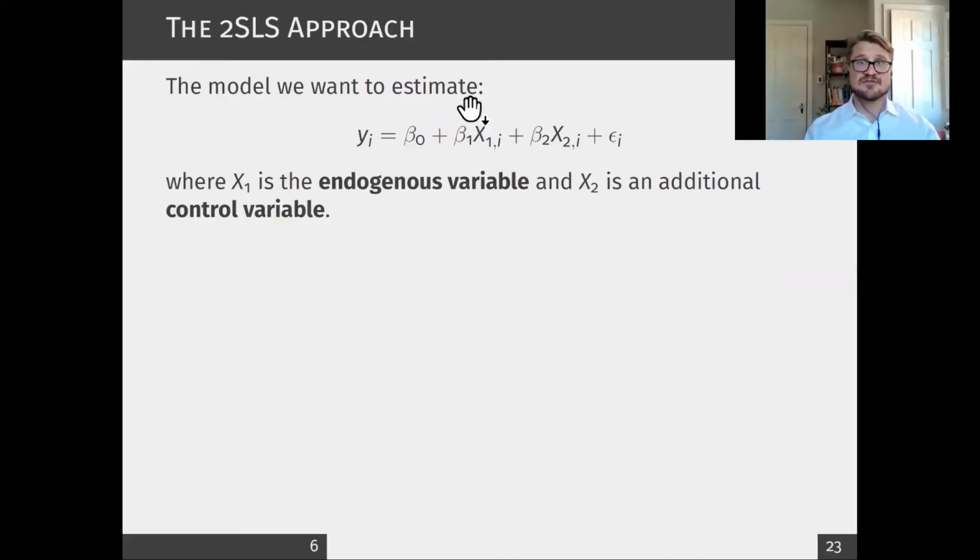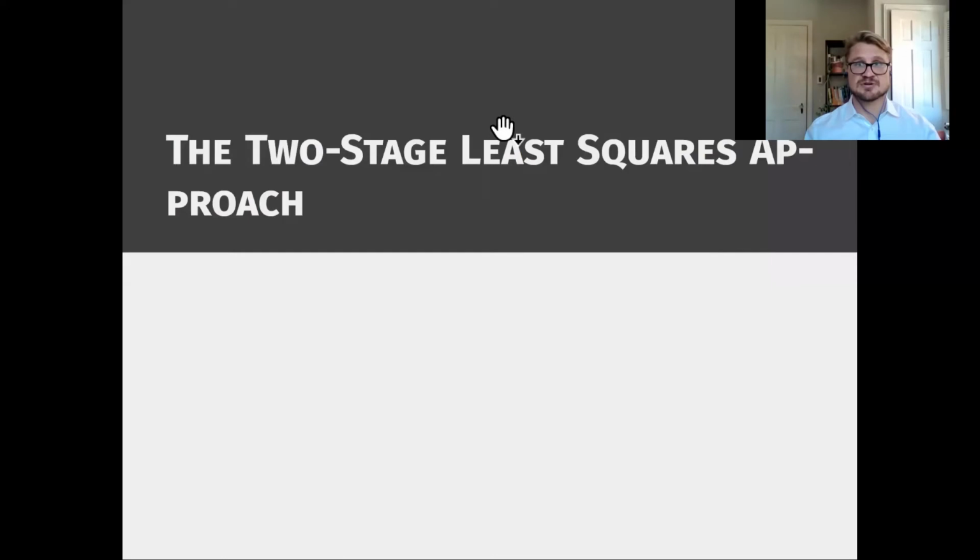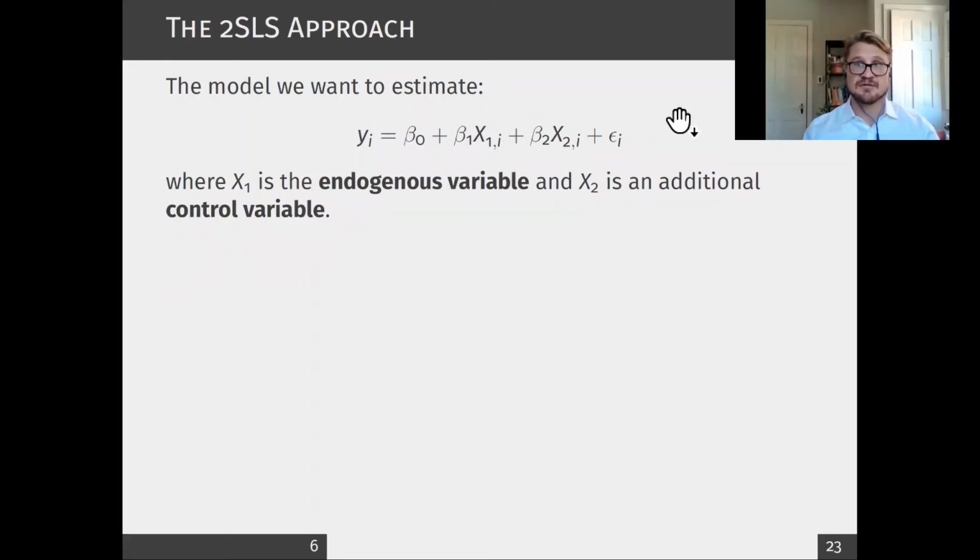So what exactly is the two-stage least squares approach? Well, unsurprisingly, this approach has two stages. As a starting point, this is a model that we want to estimate, where X1 is the endogenous policy variable of interest, for example, the number of police, and X2 is just some other additional control variable that we want to add in our model.